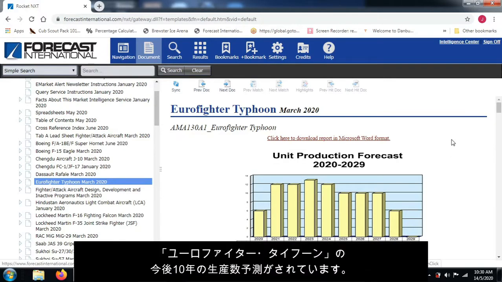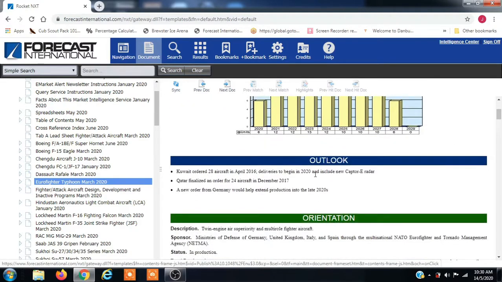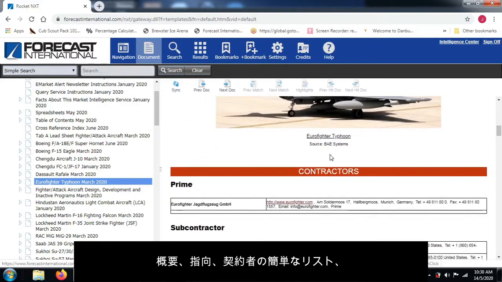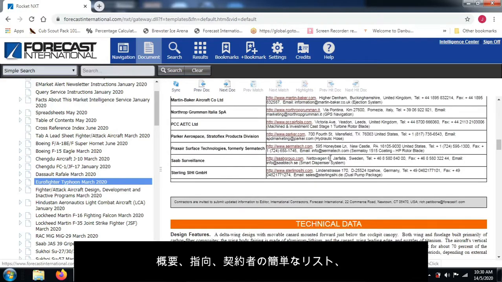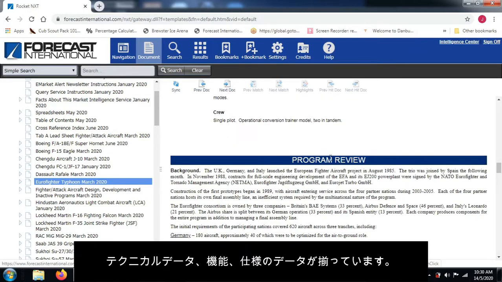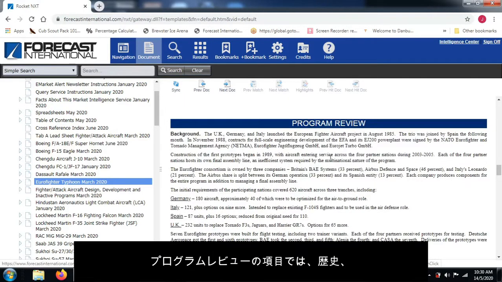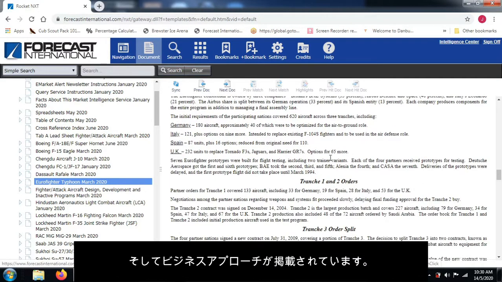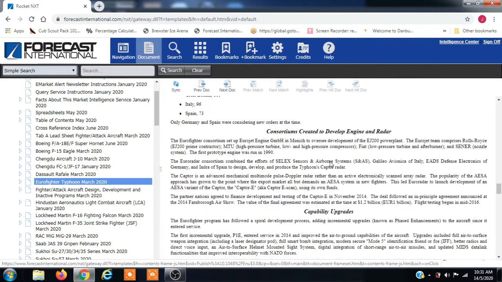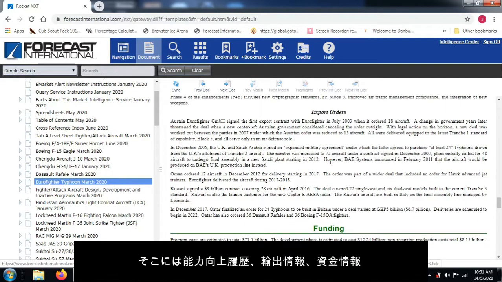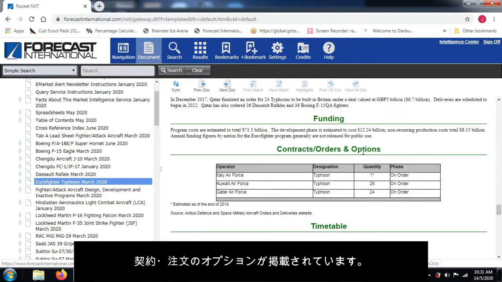Now, with the Eurofighter Typhoon, we're greeted by the unit production forecast for the next 10 years. We have an outlook. We have an orientation. We have a brief list of contractors. We have technical data and specifications, performance specifications. We have program review, which discusses the program's history and its business approach. This includes capability upgrades, export orders, funding, contracts, orders, and options.